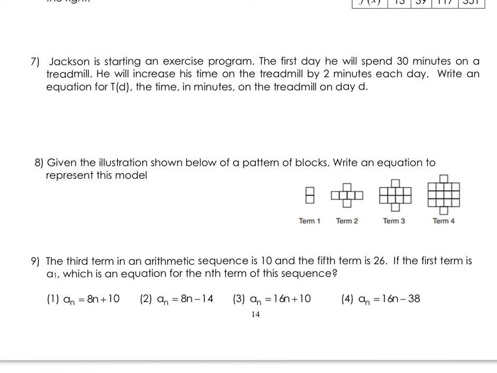The first term is a1, which is an equation for the nth term of the sequence. But then when I look here, these are all sequences. We haven't actually talked about sequences yet, but this is just going to follow a linear pattern. And we'll talk more about sequences when we get there. For now, all you need to know is when I look at all these equations, these are linear functions. So you need to do a LinReg with those 2 points that we found in the question.